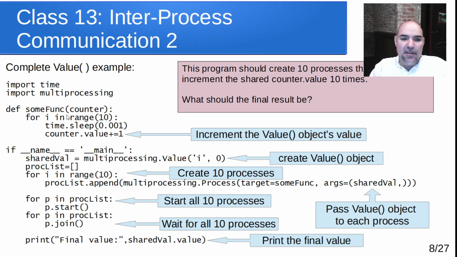And each one starts, and they all go in here, and 10 times they add 1 to it. So each one is incrementing counter.value 10 times. There are 10 of them, so we'd expect there to be 10 times 10, 100 as the final value when that's done. And this will print that. Now the cool thing about that shared value is that that's all we have to do. We can access it inside of the thread as if it were just a normal variable, counter.value plus equal 1.